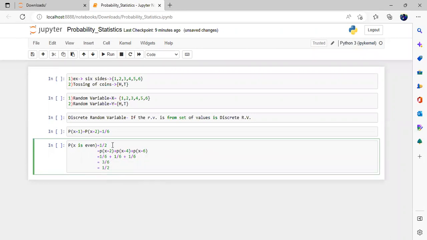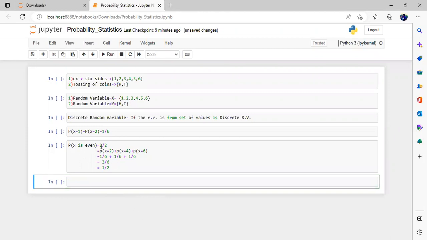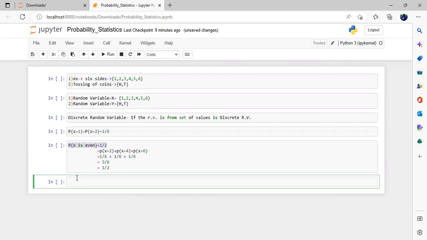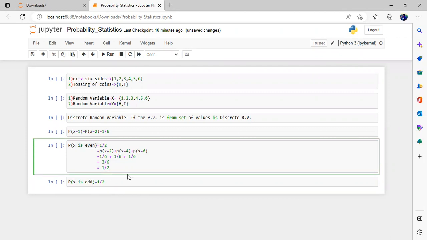Fine. The same applies for the probability of odd. That was for probability of even. As we know the number of even and odd numbers is the same, so the probability of odd is also 1 by 2. The same logic applies here: x equals 1, x equals 3, and x equals 5. All other things will be the same, each is 1 by 6.